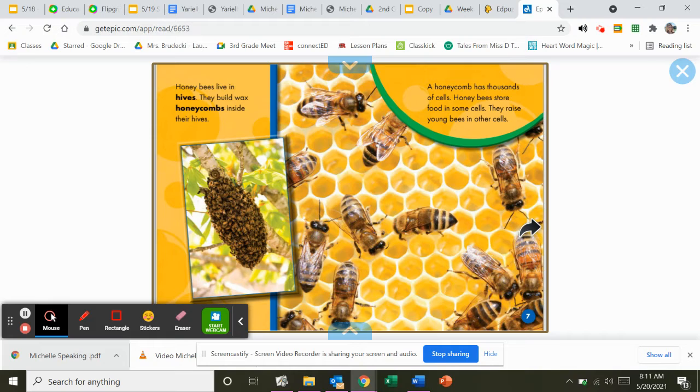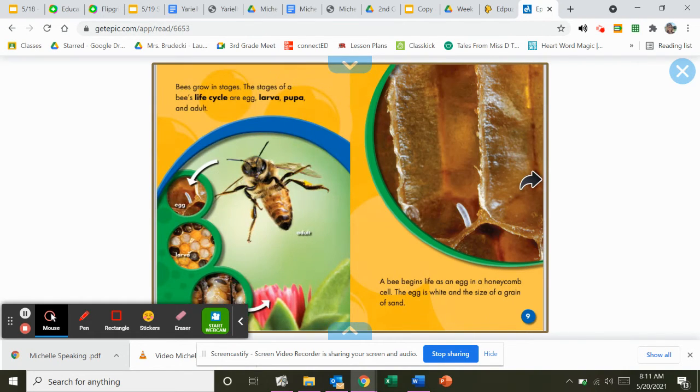Honeybees live in hives. They build wax honeycombs inside their hives. A honeycomb has thousands of cells. Honeybees store food in some cells. They raise young bees in other cells. Bees grow in stages. The stages of a bee's life are egg, larva, pupa, and adult.